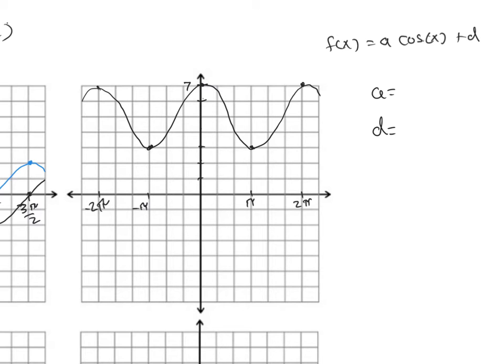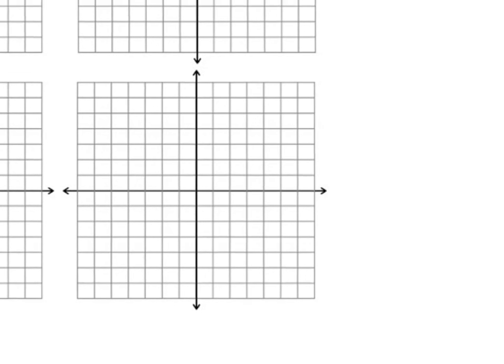Well, to find our vertical shift, we just got to find the halfway point between 7 and 3. 7 plus 3 is 10. Divide that by 2, 5. So it shifts up to 5. So my D needs to be 5. My A now is the amplitude. If I draw a dotted line at 5, I notice from 5 to 7, that's 2. So my amplitude needs to be 2. So my A is 2.